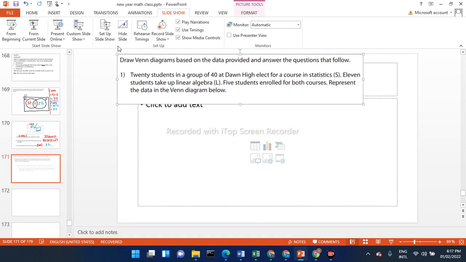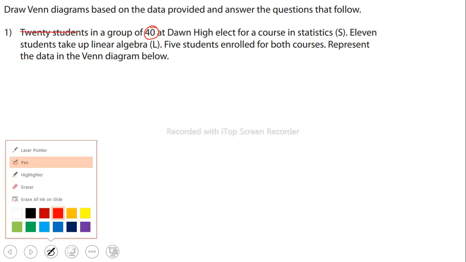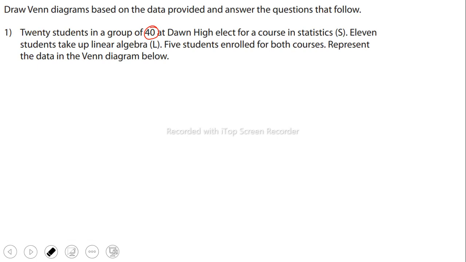So 20 students, the question reads as follows: 20 students in a group of 40. They tell us immediately that the group has how many students in total? 40. All right. So 20 students, but 20 out of this 40. So 40 is the universal set. Close. 40 is the cardinality of the universal set.